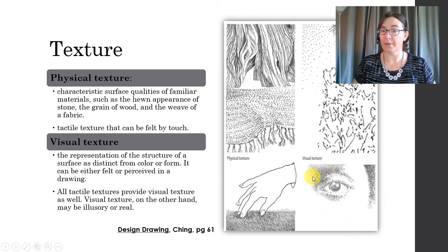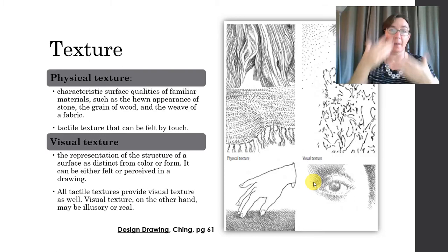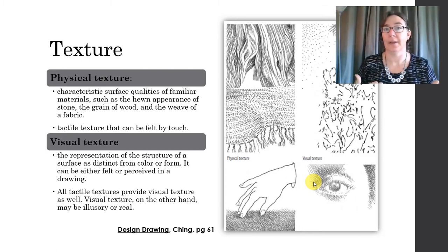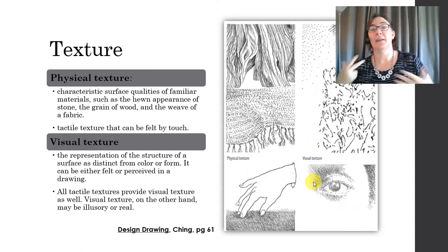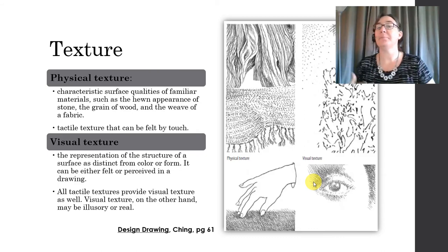You can see this person's skin is using a cross-hatching technique. You know that people's skin doesn't actually have a crosshatch on it, but that visual texture is giving some depth and some interest to your drawing. All tactile textures provide visual texture as well. Visual texture can be illusory, like in this cross-hatching skin example, or it can be real.